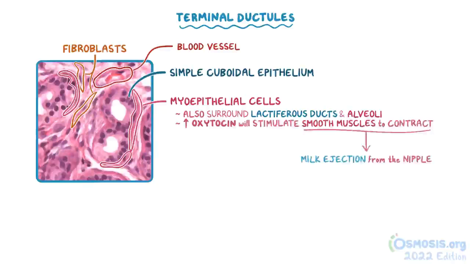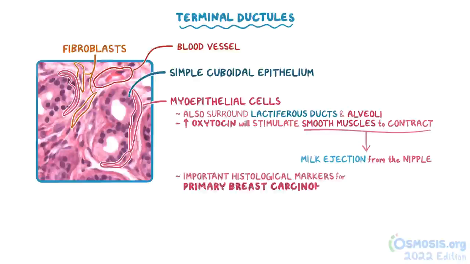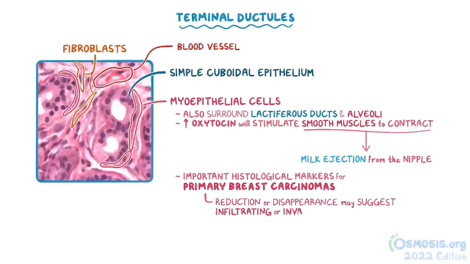The myoepithelial cells are typically located between the secretory cells and the basement membrane, so they are also an important histological marker for the presence and progression of primary breast carcinomas. As a breast tumor progresses, the reduction or disappearance of myoepithelial cells may suggest a transition to an infiltrating or invasive status.